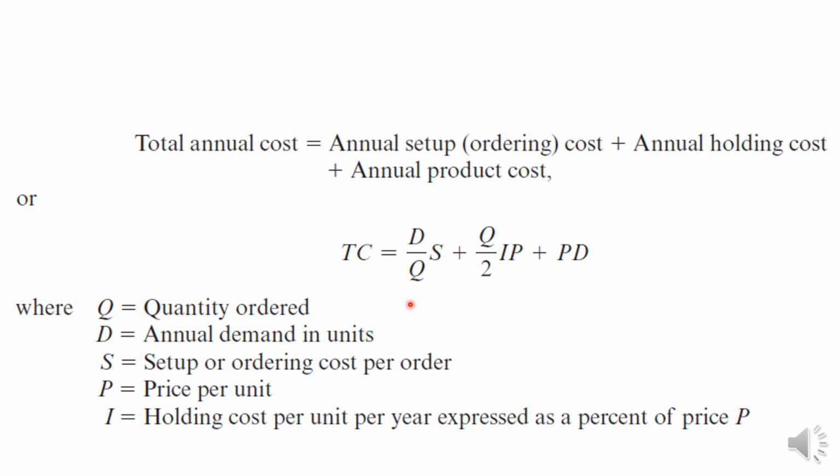So over here you see, Q is the quantity ordered, D is the annual demand in units, S is the setup or ordering cost per order. I is the holding cost per unit per year, expressed as a percent of price. P is the price per unit, and D is the annual demand.